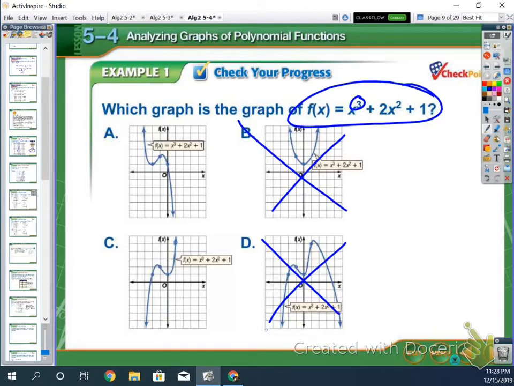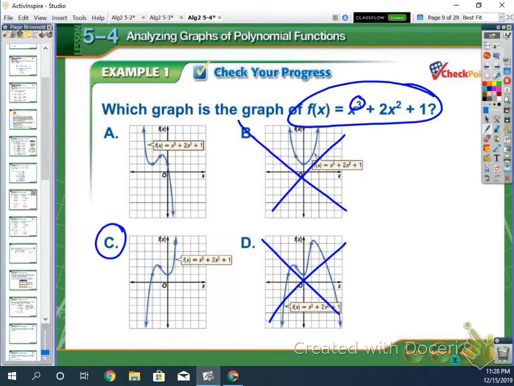So what you might want to do is use your calculator. You could just type that in, go to your graph, and see which one it is for sure. But one thing that you'll learn is if your leading coefficient is positive for an odd degree function, then it approaches infinity on the right side of your graph, which is what C does.